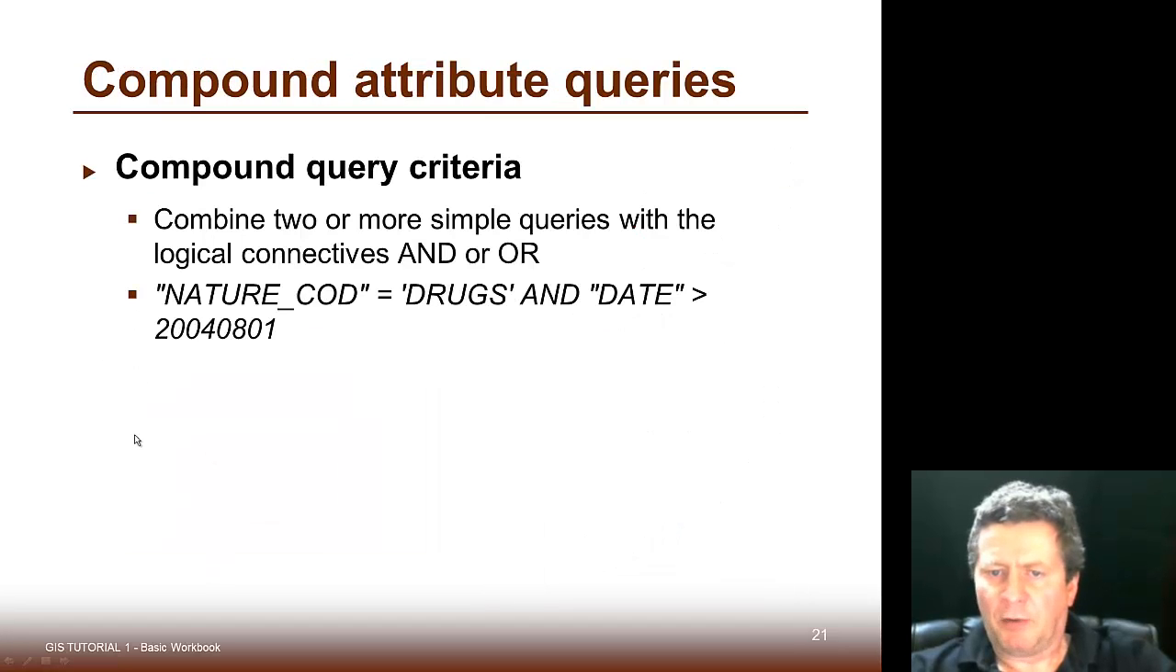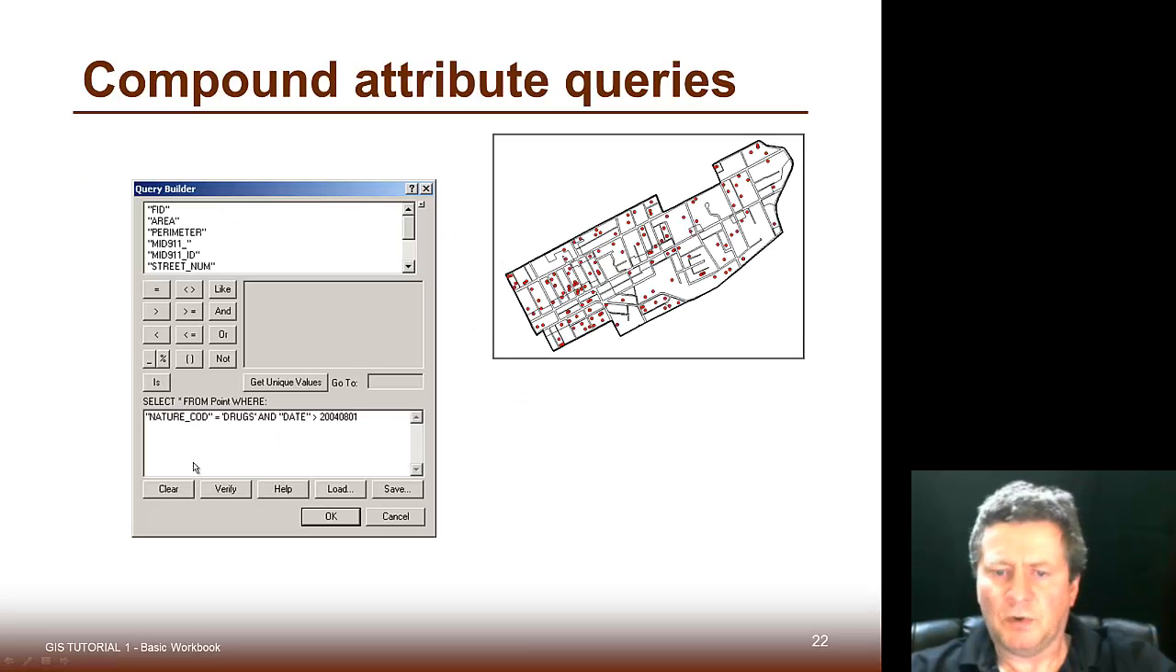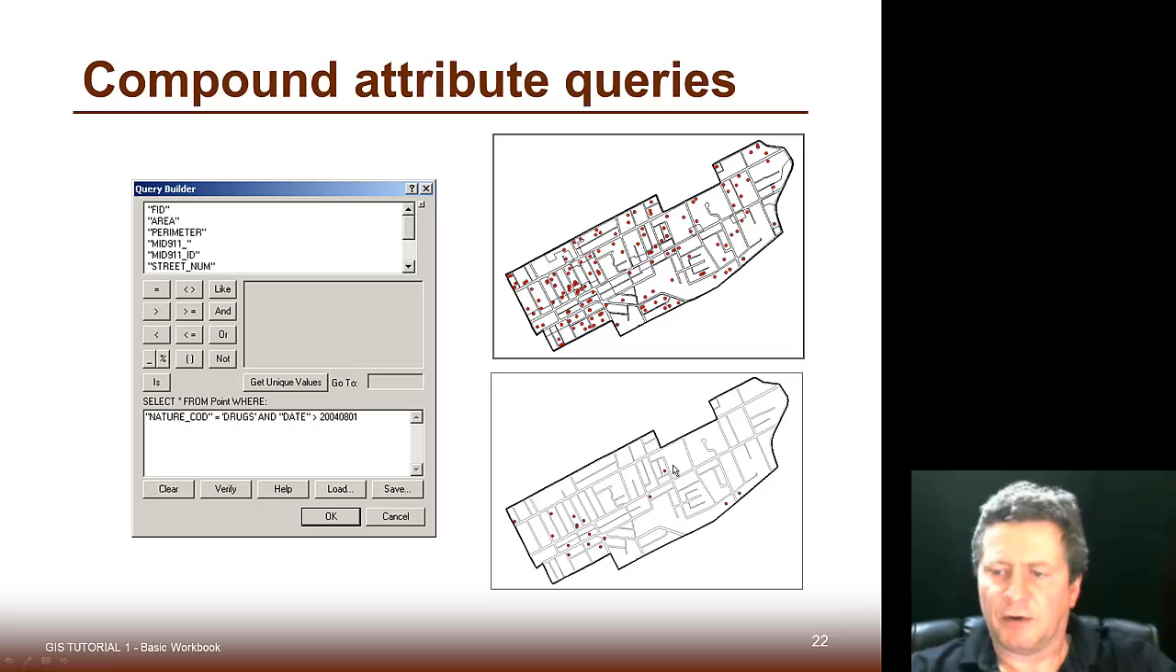And then you can compound this logic. So we want the drug query and that it occurs after 2004. So this will throw out any drug activity that was done before 2004. So it's got to satisfy both. So we put this statement together and run this query and find that it's an even smaller set of data than what we had before.